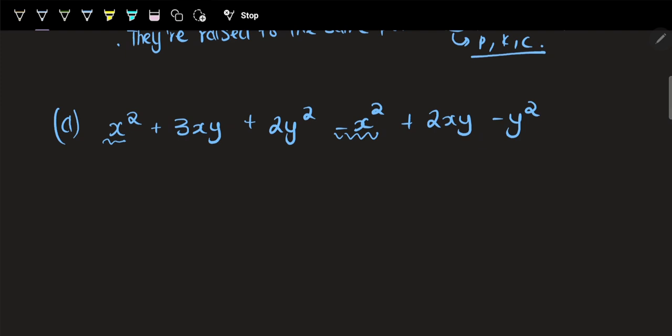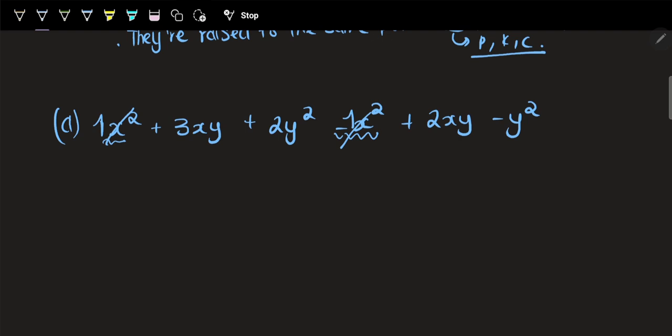So here, when you don't see anything before the variable, you can assume that it's 1. And the negative here is negative 1, because if you don't see anything in front of the variable, then it's a 1. So you have 1x squared minus 1x squared. That gets you 0x squared. So you just cancel it.